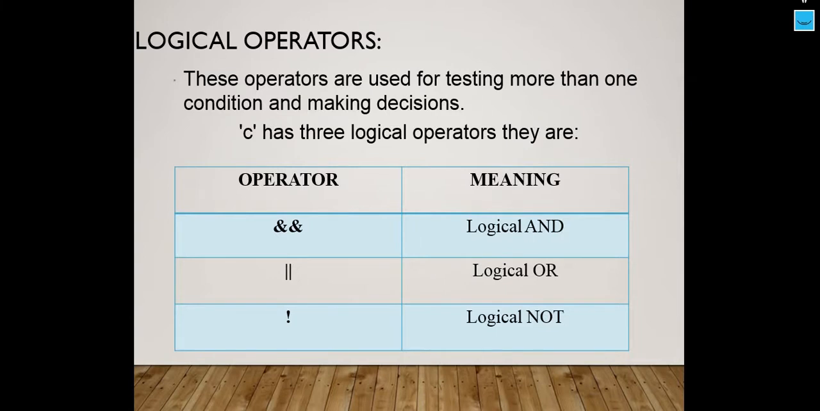So next comes the logical operators. These operators are used for testing more than one condition and making decisions. C has 3 logical operators, and those are double ampersand, which is called logical AND, then logical OR, and logical NOT. If we talk about logical AND, suppose you have two expressions on either side of logical AND. Both expressions have to be true in order to give you a true result. If one of them is false, then it will result in false, and if both of them are false, then obviously it will result in false.